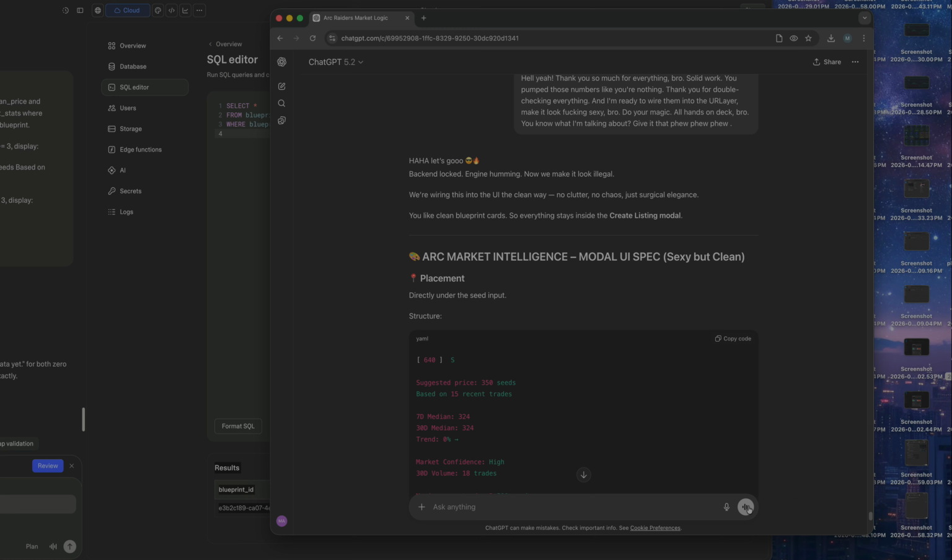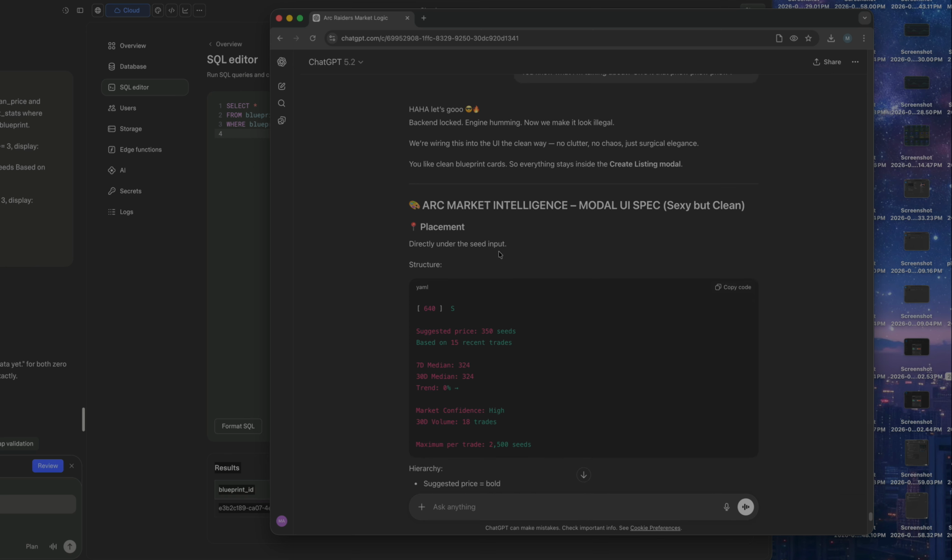Now we make it look illegal. Oh shit! What the fuck? What is now we make it look illegal? That's what it said. We're writing this into the UI the clean way. No clutter, no chaos. Just surgical elegance.